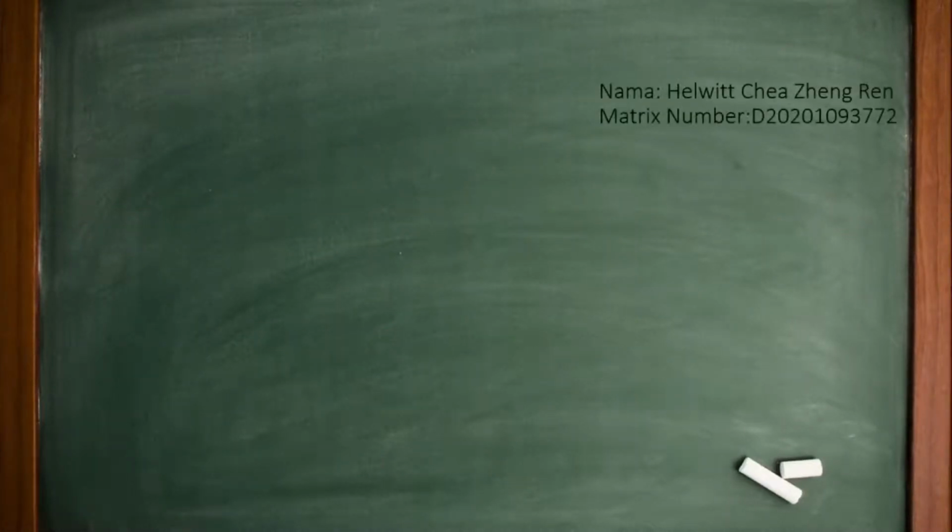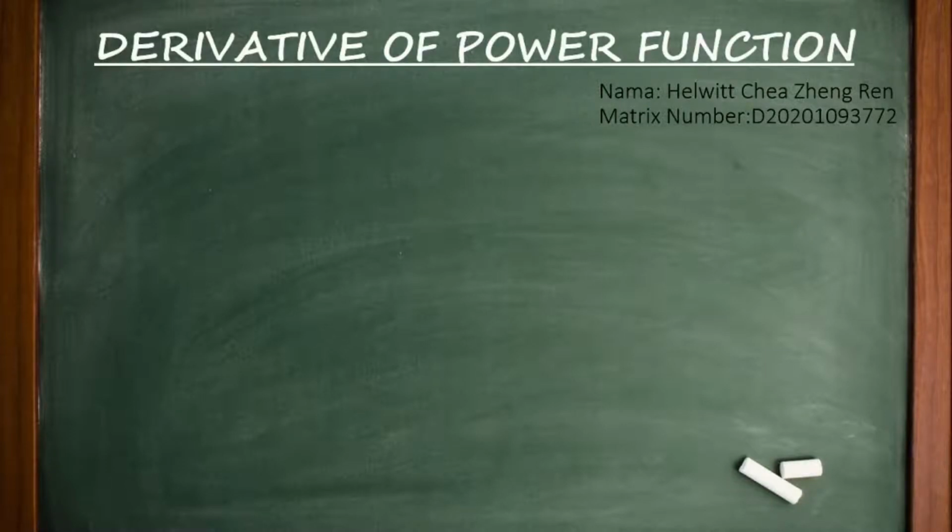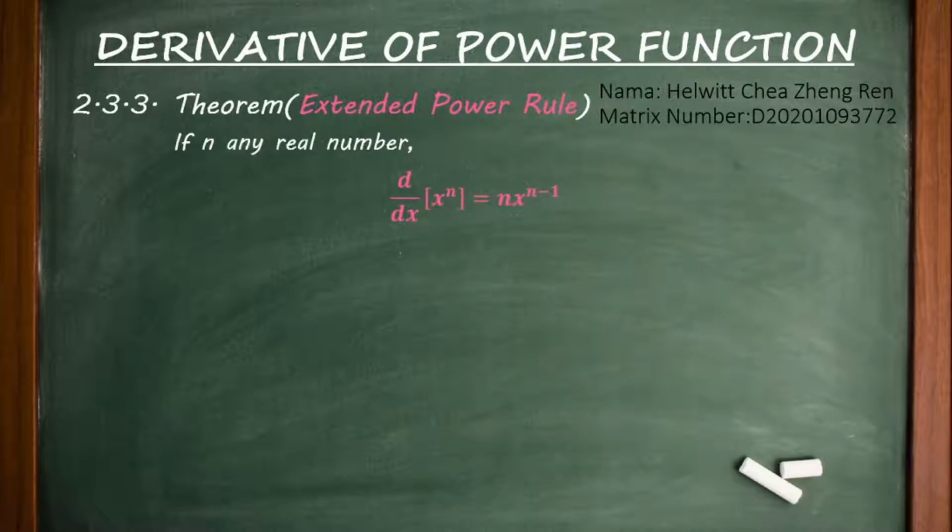Hello, my name is Elucia Zangran with matrix number D202010937772. Today, in this slide, I will teach about the derivative of power function. This is a theorem of the extended power rule with n any real number. Differentiate x to the power of n: bring this n to the front of x, then the power is n minus 1. Let's see example 1.